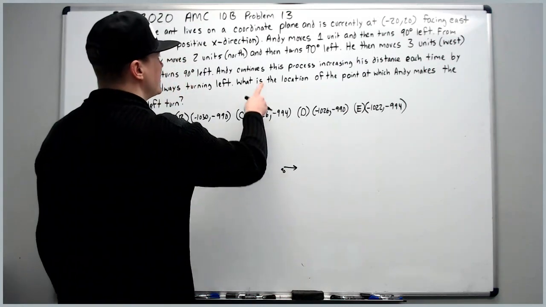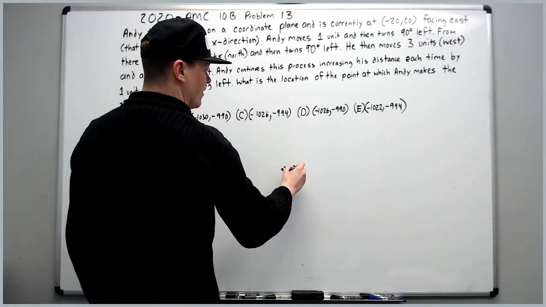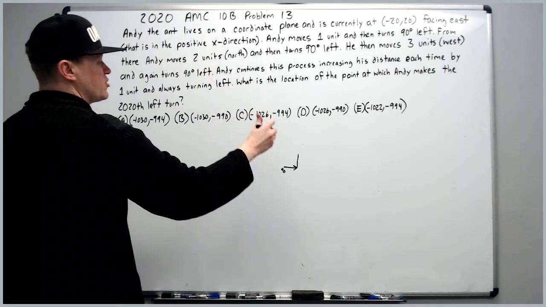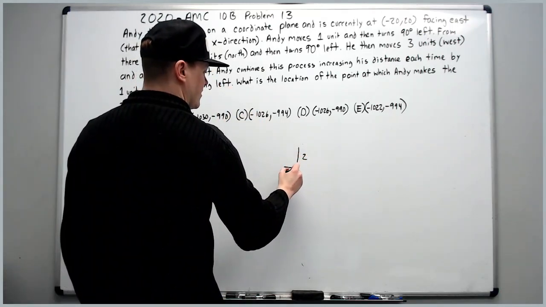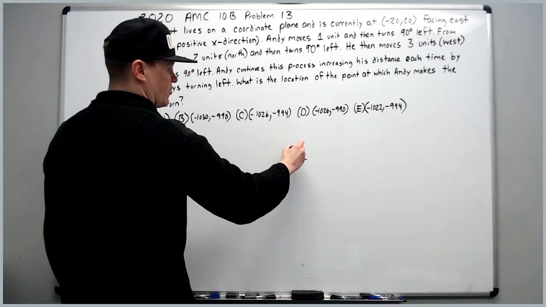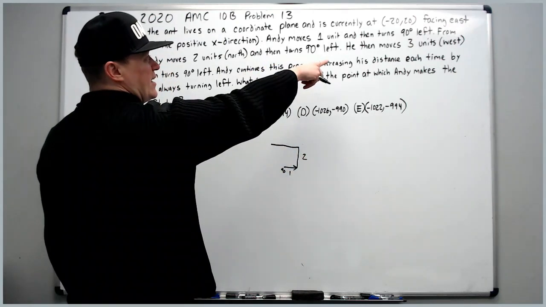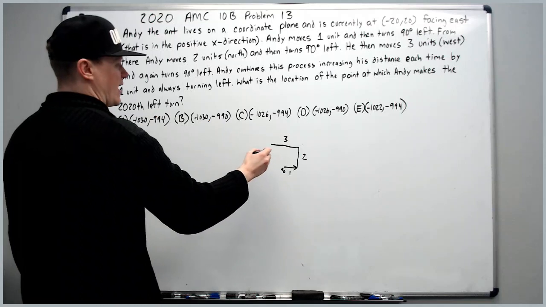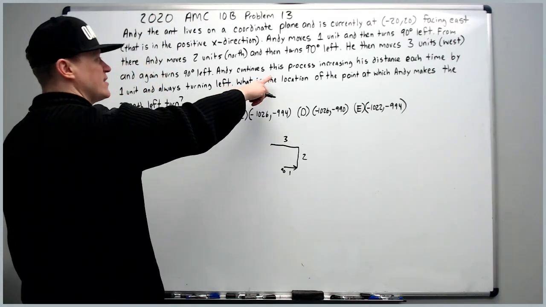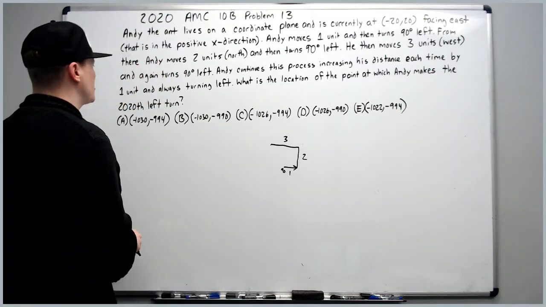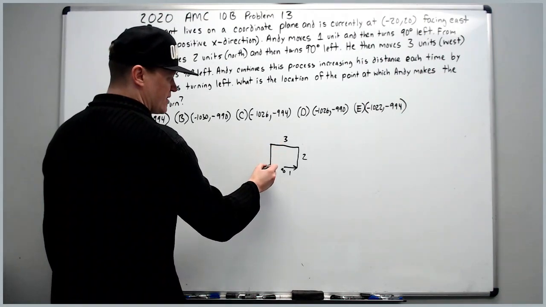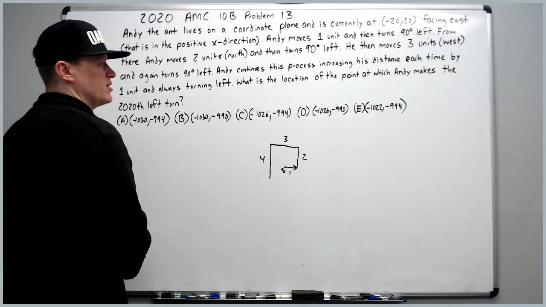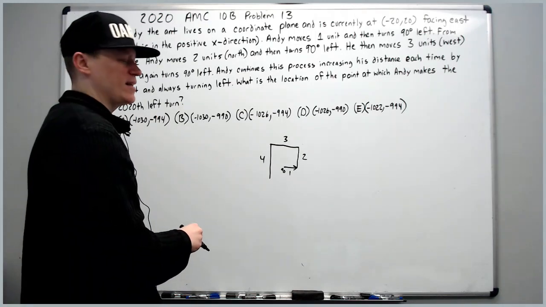So he's going to go, it says Andy moves 1 unit, so this is right here. He's going to then turn left 90 degrees. From there, Andy moves 2 units north, so now we go 2 units, this is 1 unit, and then turns 90 degrees left, which is again this way. He then moves 3 units west, and again turns 90 degrees left. And then Andy continues this process, increasing his distance each time by 1 unit. So he went 3 here, he's going to go 4 here. And always turning left. What is the location of the point at which Andy makes the 2020th left turn?